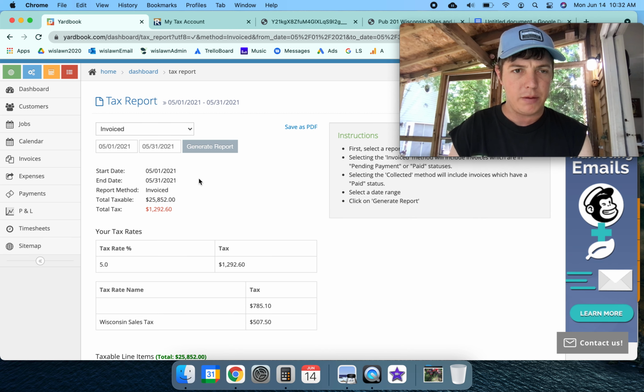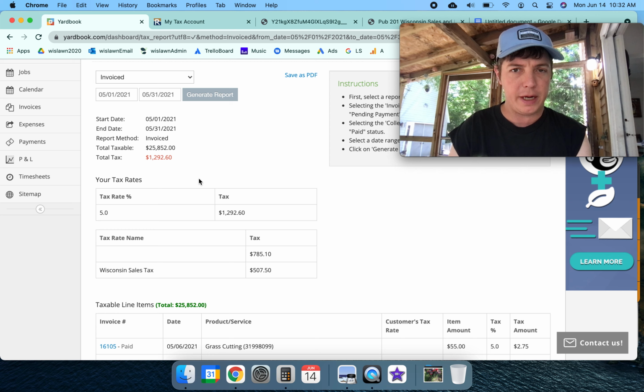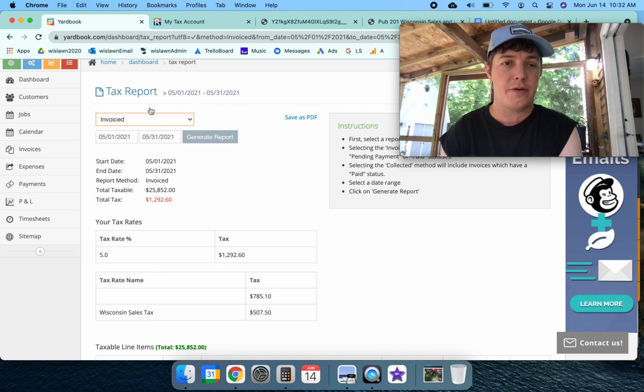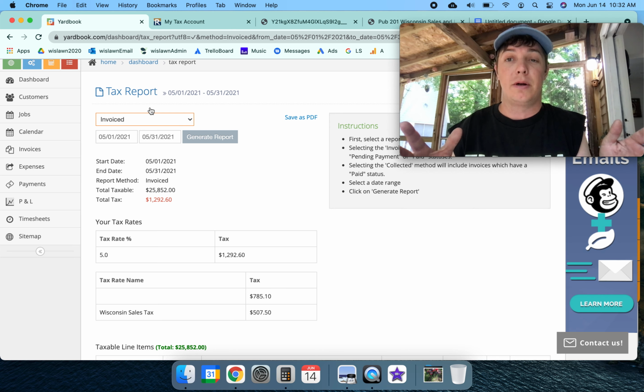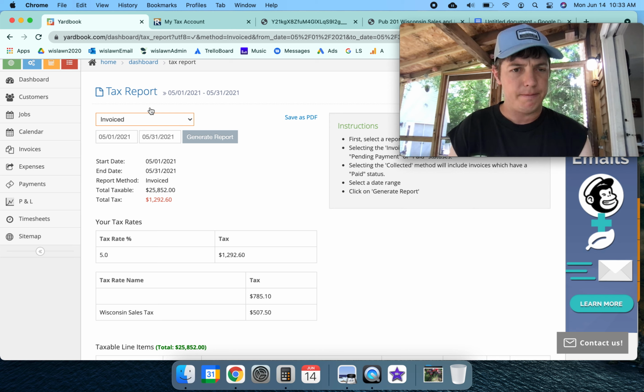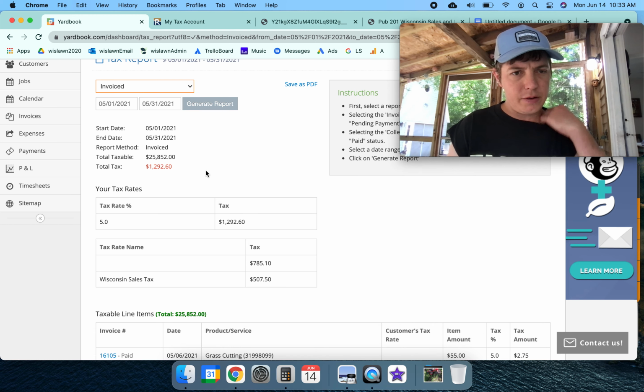So this is last month, and I'm going to go through me filing for it and paying for ours. This is invoiced versus collected, right? In the state of Wisconsin, you have to pay based on what you invoiced for the month. So even if you didn't collect that money, if you sold the job or if you sold the product and somebody didn't pay for it yet, but you sold it, you need to report that as something that you have to pay. This is where you gotta be careful, right? Either way, most of these are paid. So we'll just go down the list here.